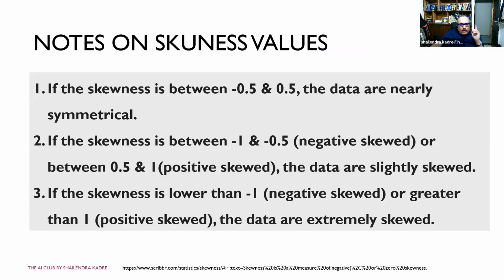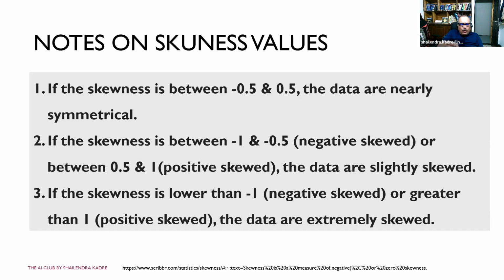But there is one more thing to be remembered. Between 0.5 to 1, data are slightly skewed. It is skewed data, but skewness is not that high. So now we are taking between minus 0.5 to minus 1 and plus 0.5 to plus 1. That means either negatively skewed if negative sign, or positively skewed if positive sign, and if the skewness number is between minus 1 to plus 1, then it is slightly skewed. Slightly skewed means skewness is not that high.